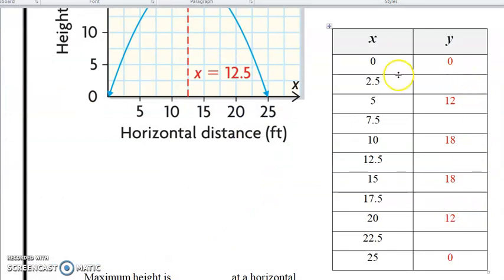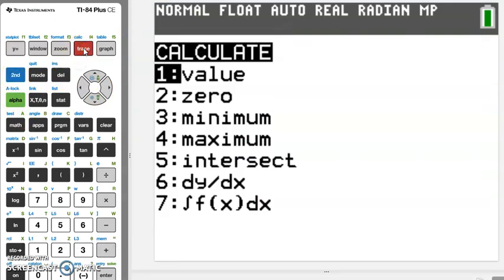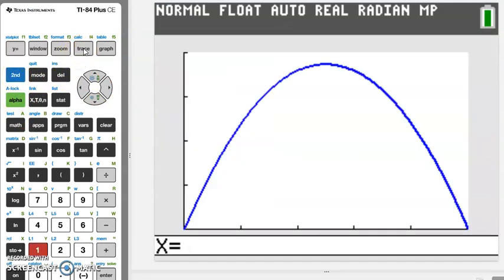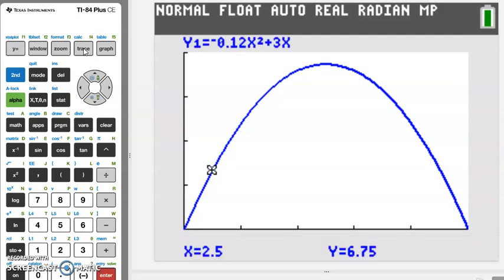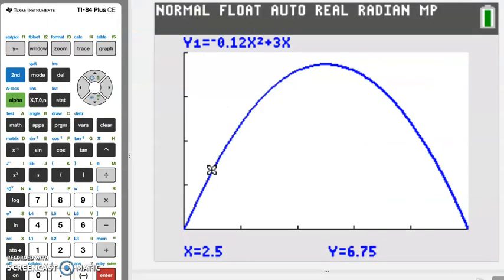The ones in between with decimal values, I can show you how to do that in the graphing calculator as well. So you can hit second function calc. You can calculate a value, so hit the first one, value. And if you put an x value in, 2.5, it'll give you the corresponding y value. Hit enter, and that gives you 6.75. You're probably seeing a pattern.